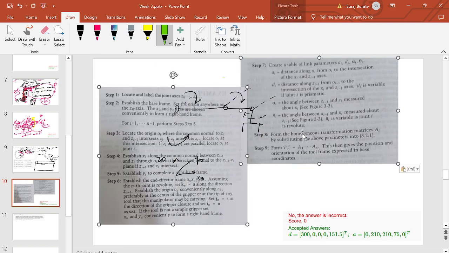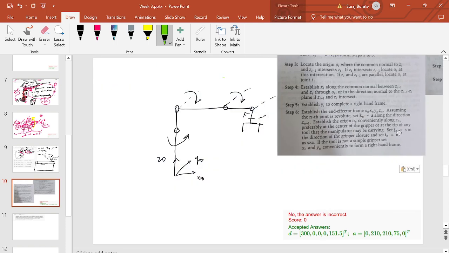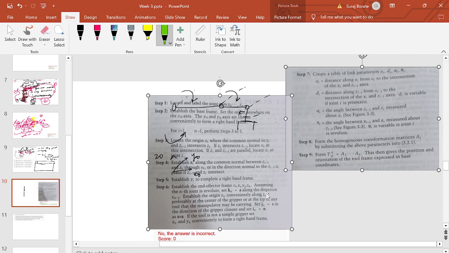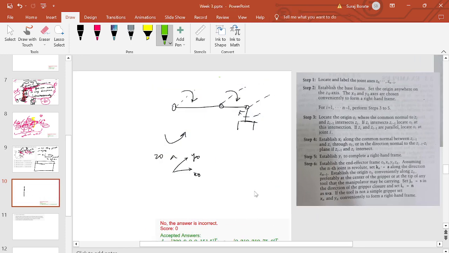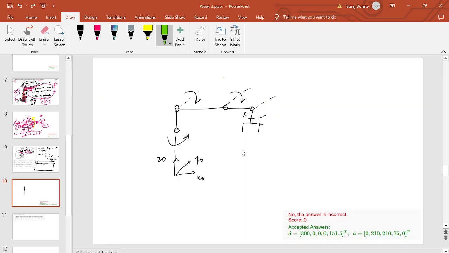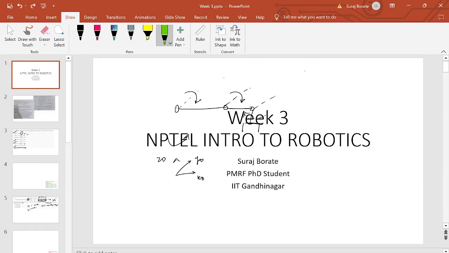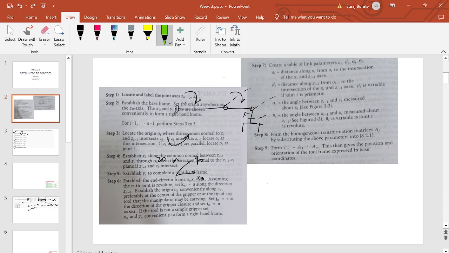Fine, I will just tell without looking. There are some rules that we have to follow, and the first rule is to locate and label the joint axes z0 to zn minus 1. When you say joint axis, it means how the joint is going to move. If it is a revolute joint, you put it along the axis of the revolute joint. If it is a prismatic joint, you put it along the axis of the prismatic joint.